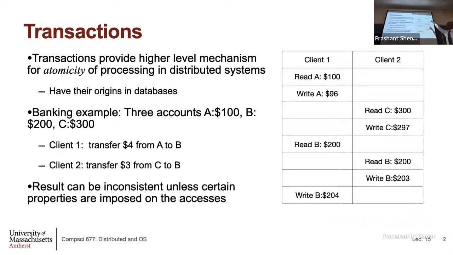Let's look at client 1's operations. The y-axis going down is time. Client 1 wants to transfer $4 from A to B. That basically means you have to read A's balance, that's $100. Then you take $4 out of that account, so you write -4. That means the balance has now dropped to $96.